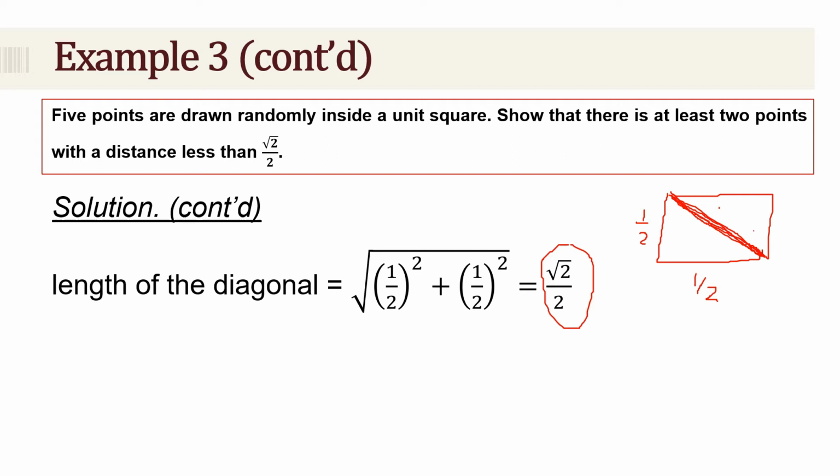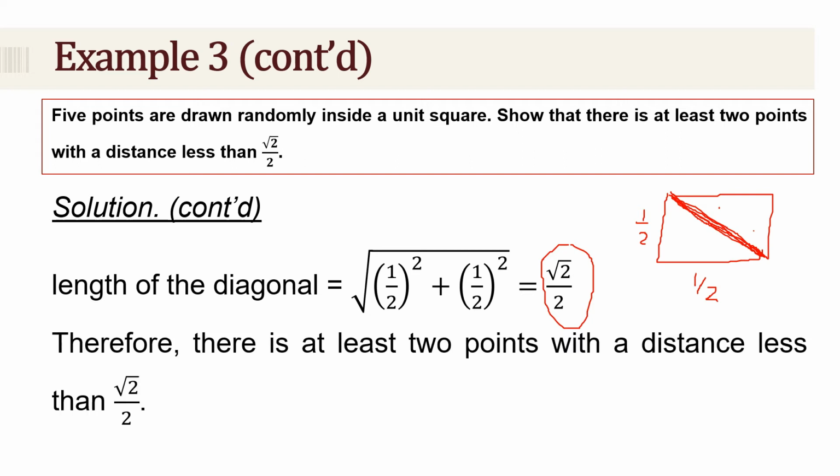Wala naman dito sa dalawang corner niya. So, sure tayo na mas maliit yung kanyang distance kesa sa square root of 2 over 2. Therefore, there is at least 2 points with a distance less than square root of 2 over 2.